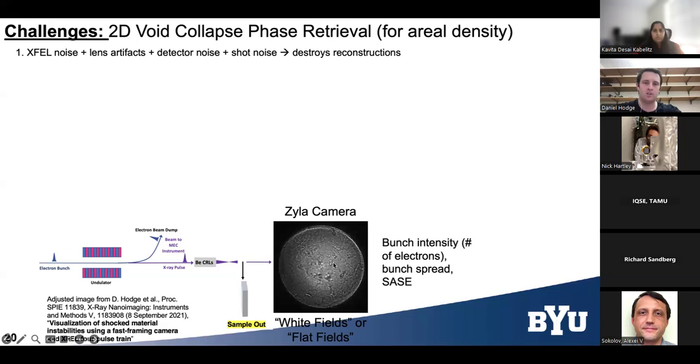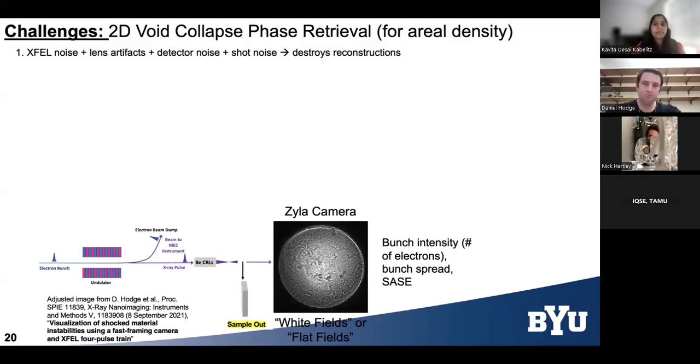It's stochastic. As you can see here, these are the so-called white fields or flat fields in the literature. So this is basically just the beam with just the sample out. So there's a lot of lens features and dust that's on the lenses, and there's a lot of beam fluctuations, and that's because of the number of electrons in these micro bunches that I mentioned. The bunch spread because they're not perfectly confined, and it's all due to this self-amplified spontaneous emission process. So there's a lot of lens artifacts, detector noise, shot noise, and that just ultimately really destroys reconstructions or getting quantitative information.